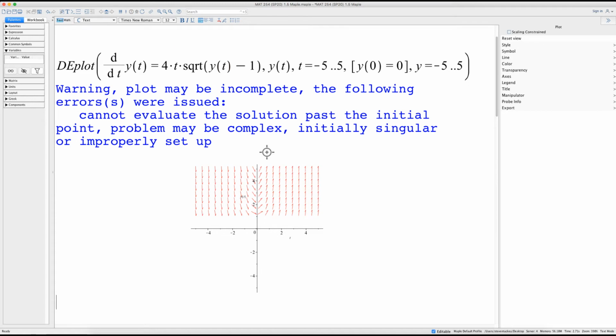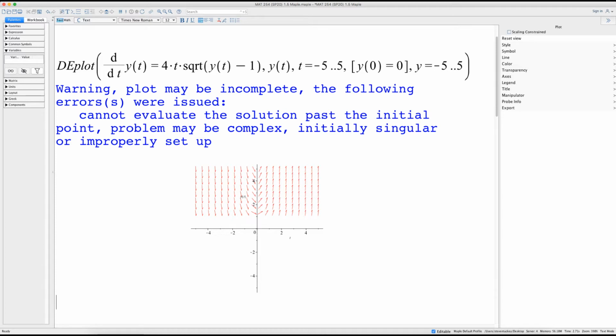And sure enough, Maple says, warning, plot may be incomplete. The following errors were issued. Can't evaluate the solution past the initial point. Problem may be complex, initially singular, or improperly set up. This is Maple's way of saying, look, I can start at 0, 0, but I don't know what to do after that, because the instructions, the differential equation, don't make any sense after 0, 0.